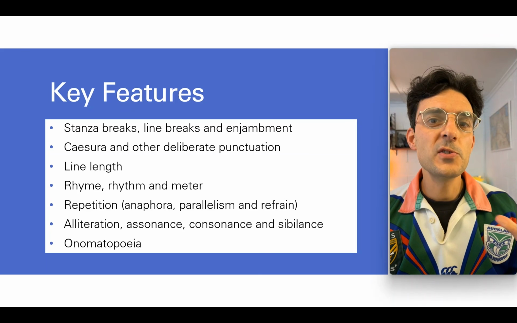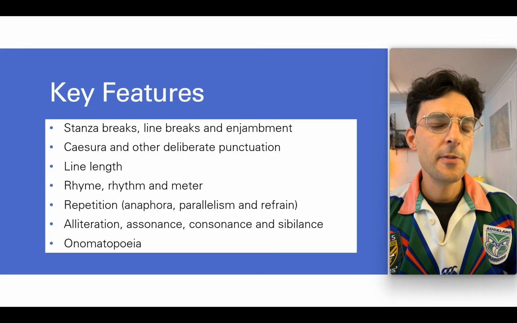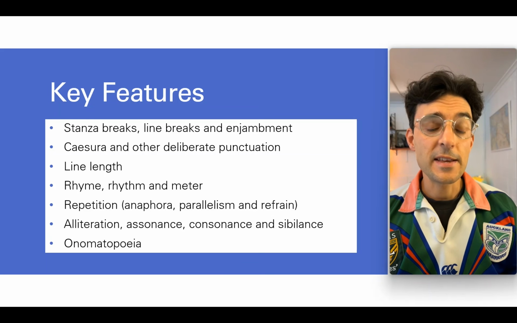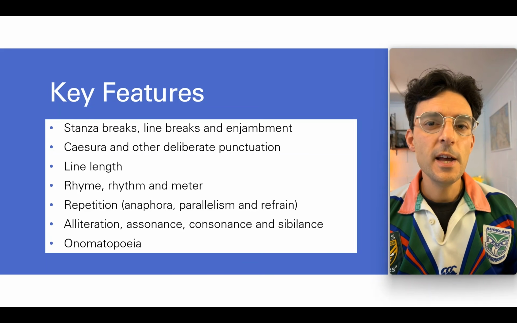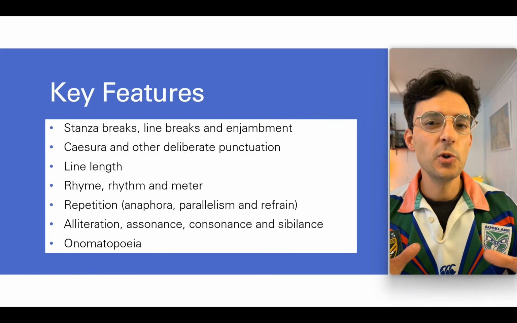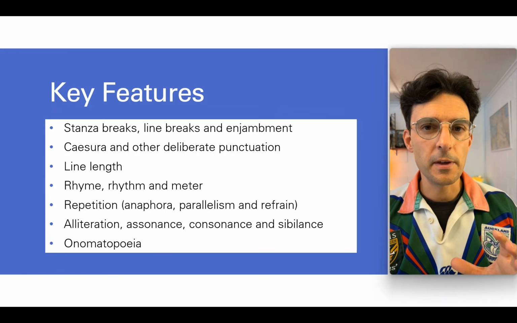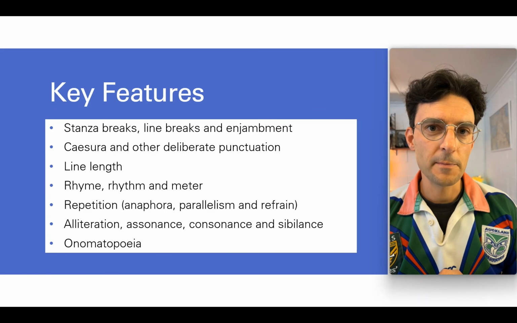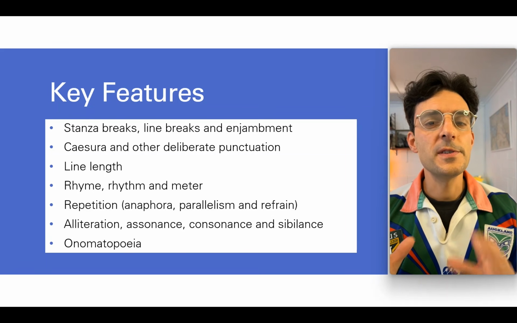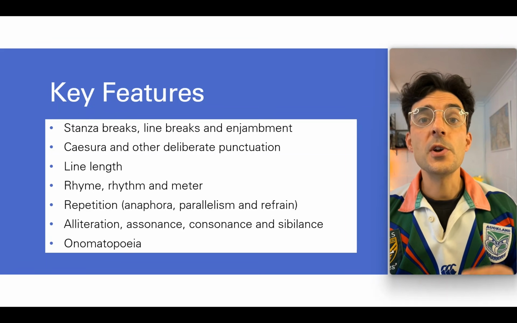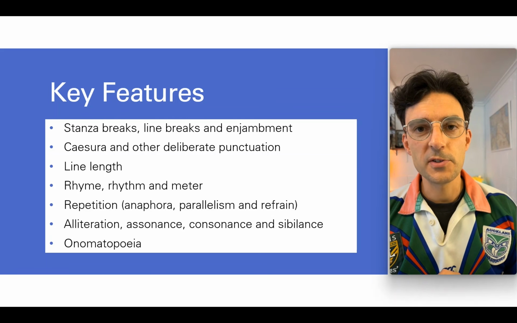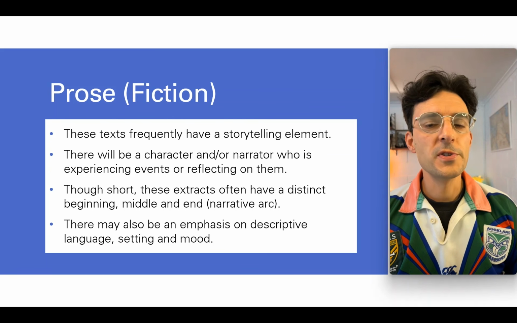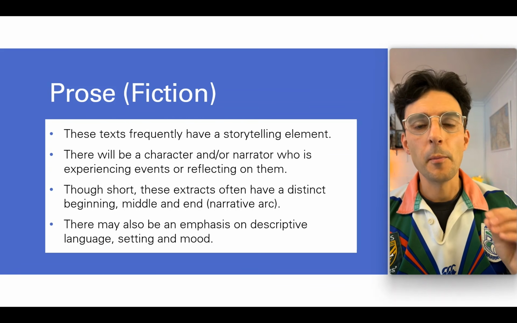There's also a suite of sound techniques, things like alliteration, assonance, more specifically consonants, and sibilants. If you're across these techniques, you'll be able to talk about some of the sound things that the poem is doing. And carrying on this focus on sound, poems often use onomatopoeia, that is specific sound words that you might isolate. Let's now talk about prose, specifically fiction prose.